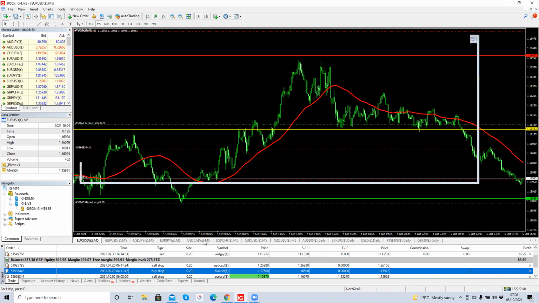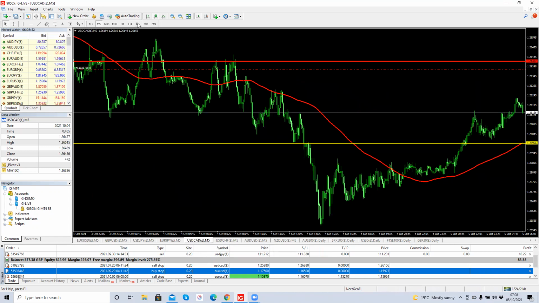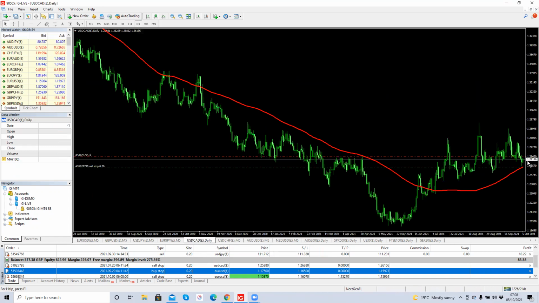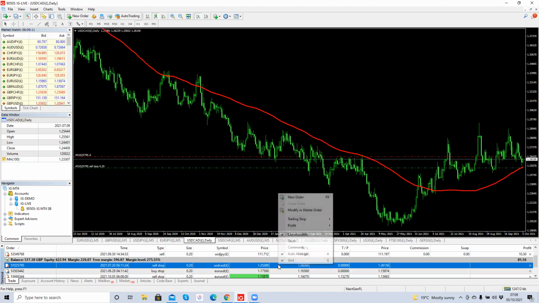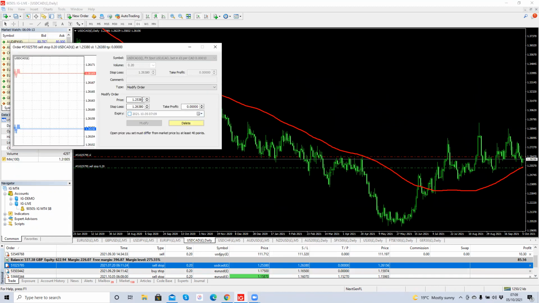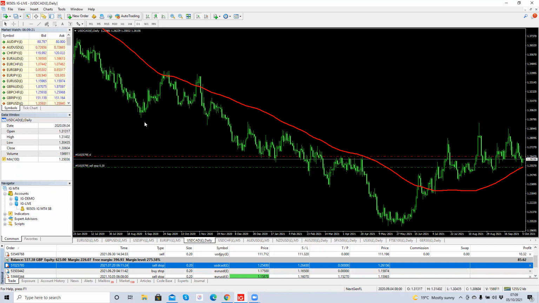So let's look at the dollar Canadian dollar. Again, we'll start with the swing trade, daily time frame. The moving average 100 today is 1.2545. So I'm just going to adjust my pending sell swing trade order to 2 pips below that, at 1.2543, and 100 pips stop loss to 1.2643. Okay, so that's it for the swing trade.